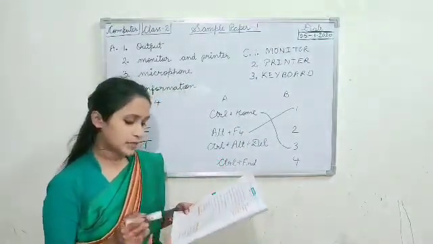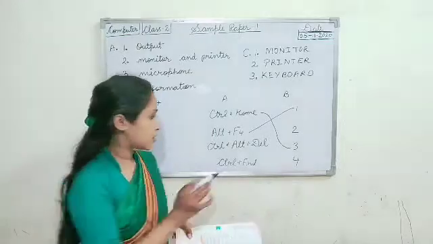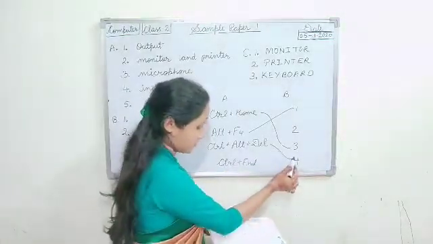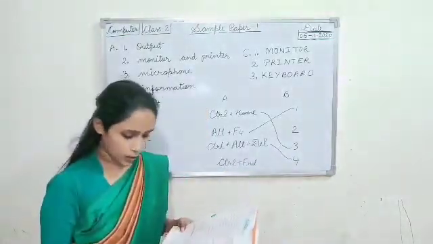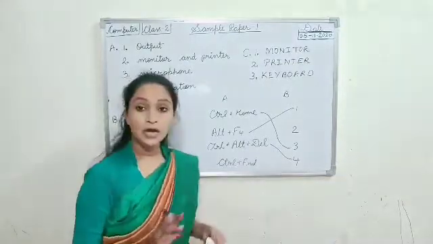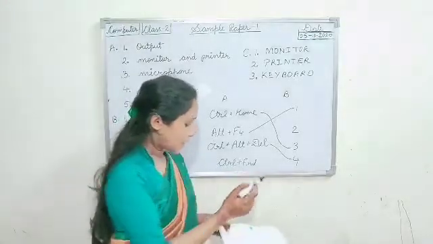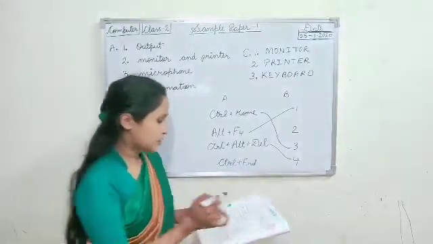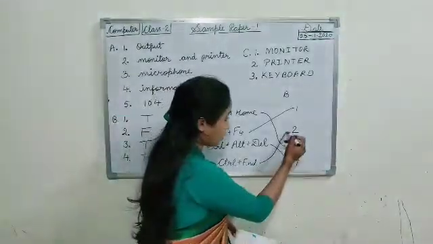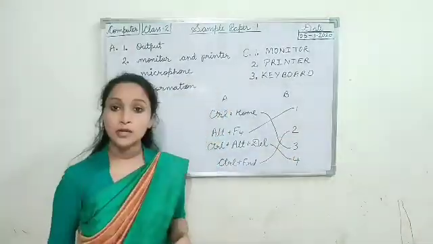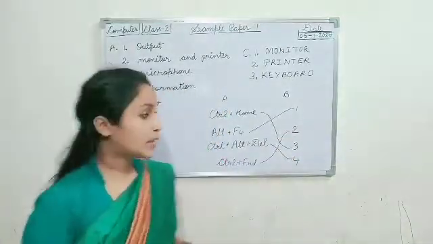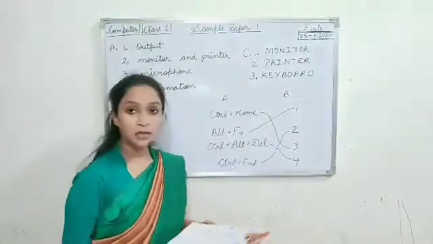Control plus Alt plus Del to shut down a computer. To shut down a computer, Control plus Alt plus Del keys are used. Control plus End keys are used to move the cursor to the end of a document. Clear? Match it in your book like this. Okay.